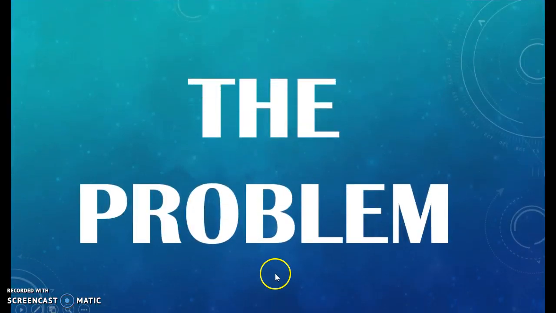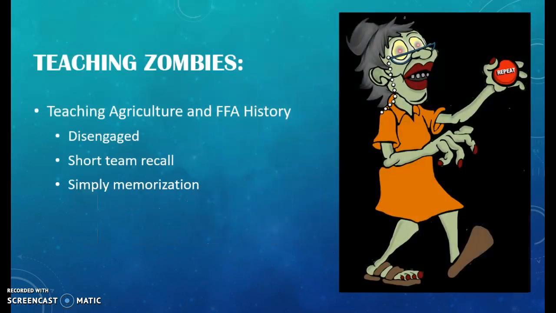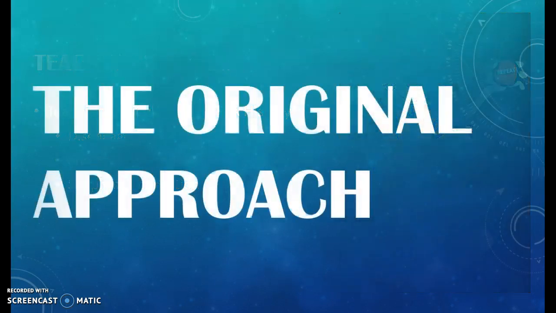So, just like with every good thing, there is a problem, and what we found to be the problem is in FFA history, you can very easily be teaching zombies because students become disengaged. They're in it for the short term recall, just memorizing it to get done with the test. So they're going to do this step right here, which is repeat, just so they can get to that test and be done. And if they decide later that they need that history, it's with short term memory, which is not what we want. We want them to be able to use this in the future.